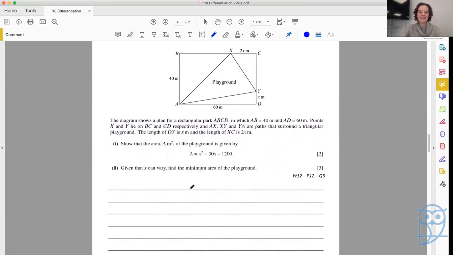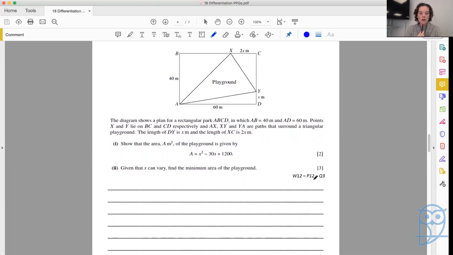Okay, people are looking good, so let us talk about the next one. We've got some geometry going on. The idea here is to look at an applied question. We have a diagram showing a plan for a rectangular park, A, B, C, D. We've got all these measurements on it.